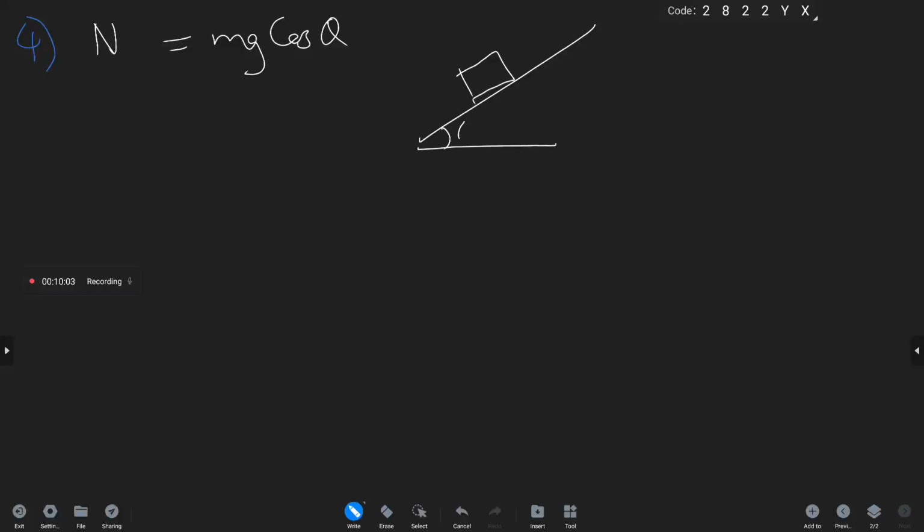Now, let's consider an object which is placed on an inclined plane. Now, which is situation number 4. So in that situation, you'll find that normal force will be equal to mg cos theta, being mg cos theta the perpendicular component to the plane of weight, which is our gravitational force. So there is an object on an inclined plane.